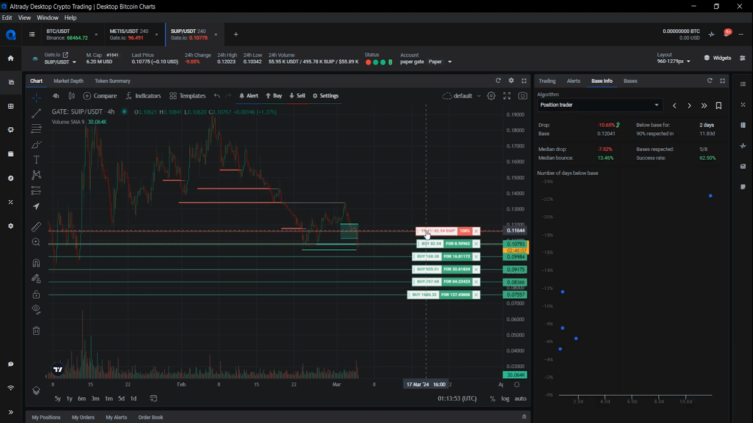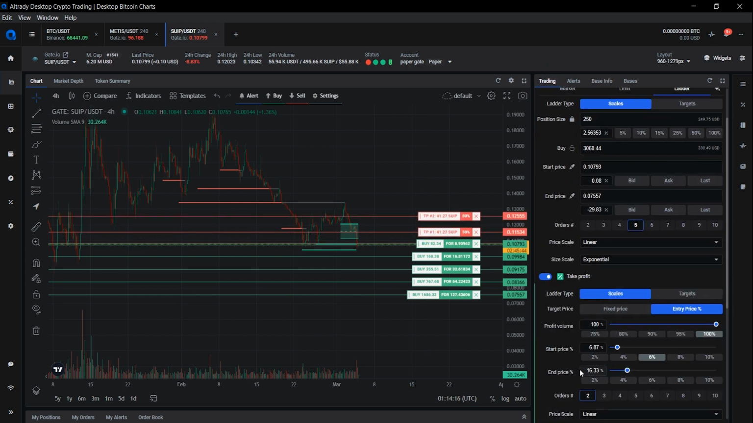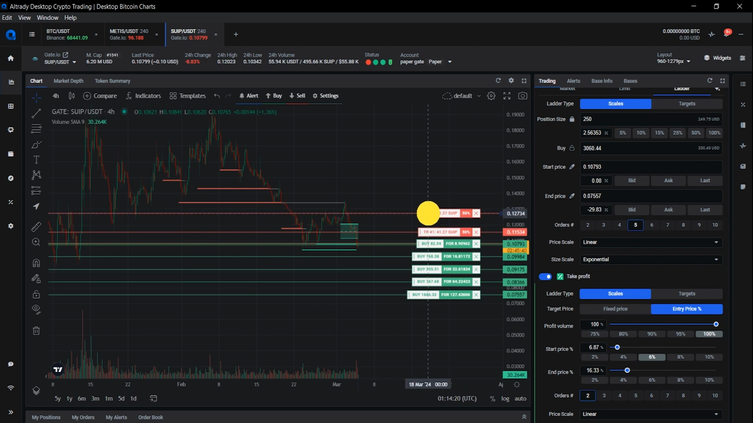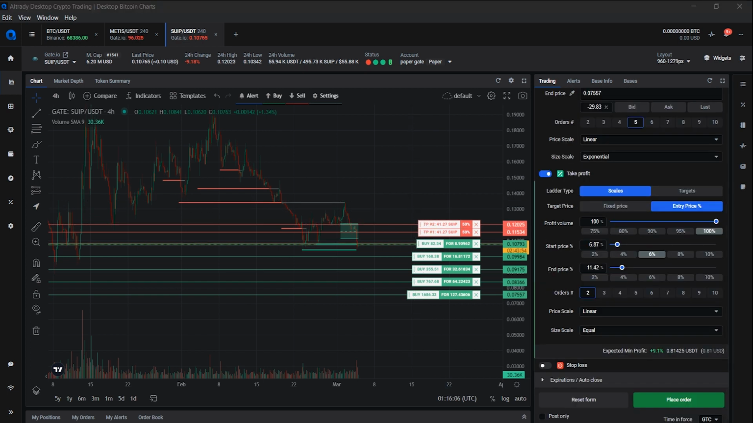On equal size scale in the take profits, we set the first take profit at the median drop line and drag the end price to the top green line on the current base, aiming to secure profits on potential bounces. We can validate our profit expectations by observing the expected minimum profit figures, which stand at +9. Once we are satisfied with our setup, we can click Place Order.